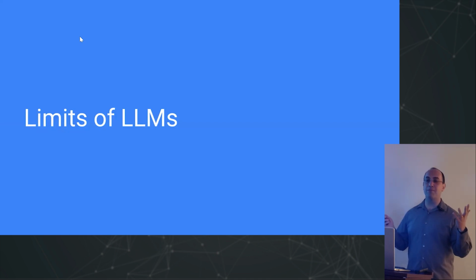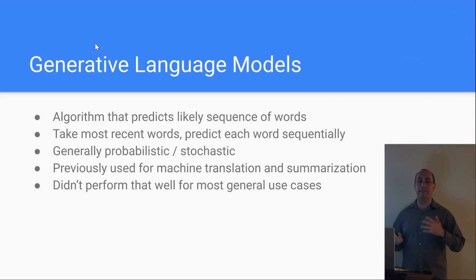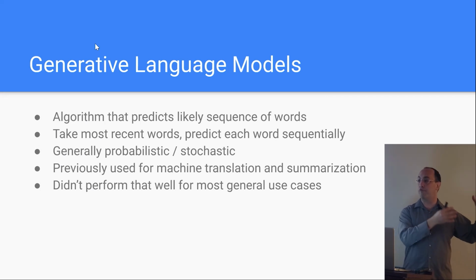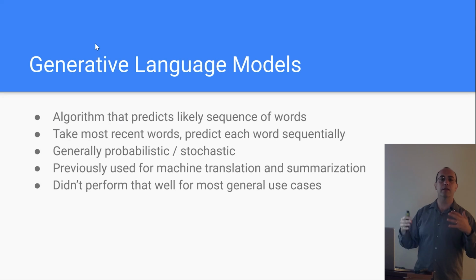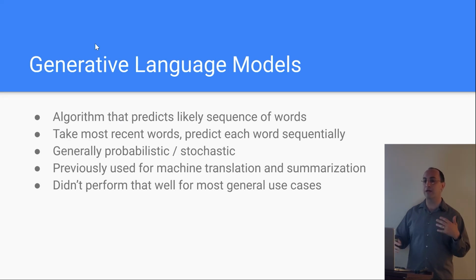So again, as most of you have probably heard of the term, language models. A language model itself is an algorithm that predicts the next word, the next likely sequence of words. It takes a set of words, either from a question, sometimes called the prompt, and then predicts each next word sequentially. Generally, language models are probabilistic and stochastic, meaning it's random. You might get slightly different answers every time, and it's not set rules. It uses historical data about texts to predict what's going to happen.